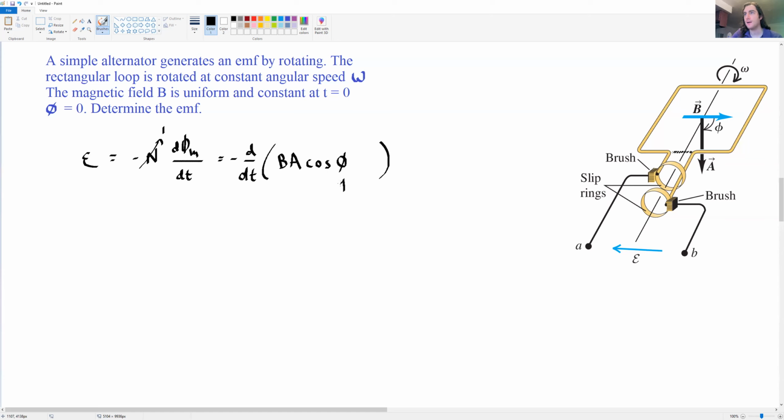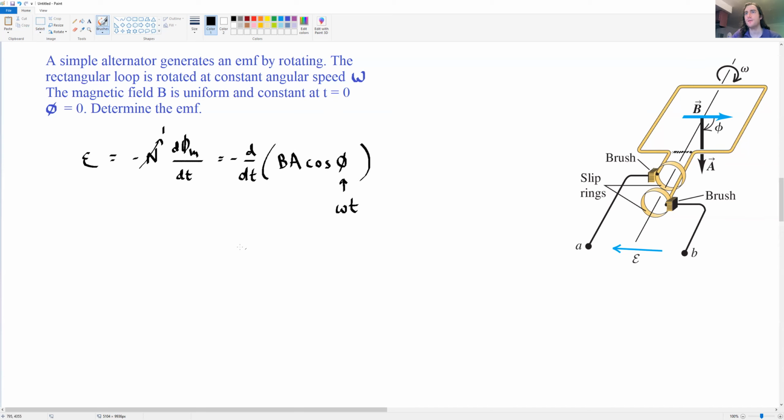So phi here depends on omega. So omega times t is equal to phi, right? Okay, so we have to include the cosine there. This is the flux right here. This is the magnetic flux. So I put a little bit too much room here. Let's move that over. So we have to include the cosine here.